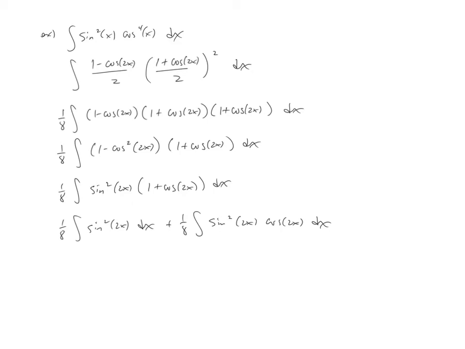So for this one, I would let u equal sine of 2x. Our du would equal 2 cosine 2x dx. And then we would just divide the 2 off to the other side and have a perfect fit. All right, so for that first term, we're going to have our 1/16 x minus 1/4 sine of 4x.